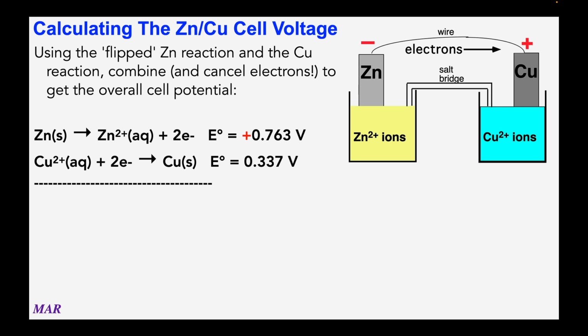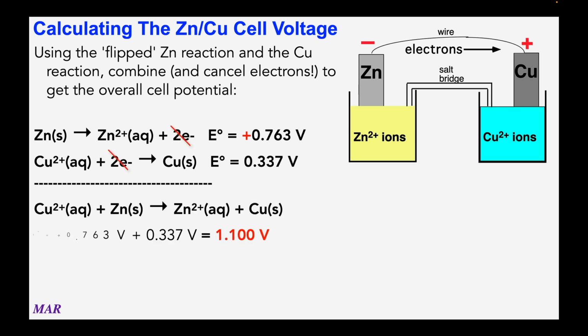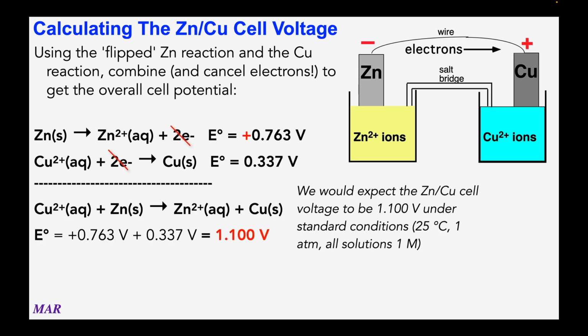You add that to the 0.337, which you read directly from the table. And when all is said and done, you're going to end up with a cell potential of positive 1.100 volts. And that is exactly what you see as long as you're at 25 degrees Celsius and your solutions are all at 1 mole per liter, which is really, really cool.